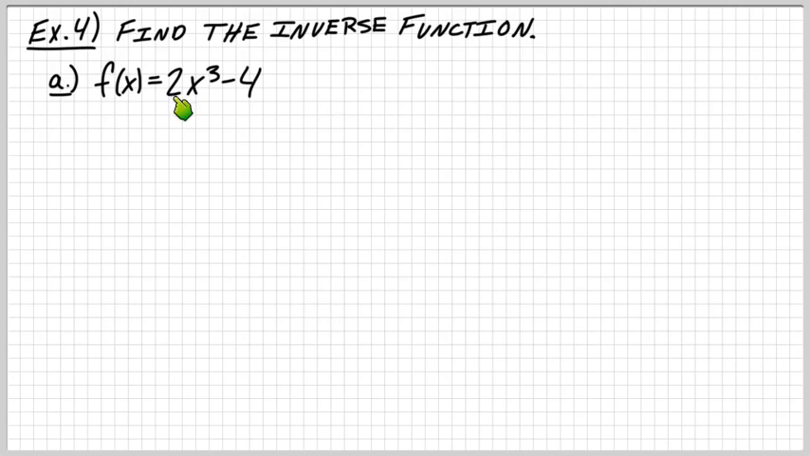So essentially we're going to undo all these operations, and we're going to do it algebraically like we've done 2 times already. So first thing, let's replace that f of x with a y. Then pull the old switcheroo, as I like to call it. Switch those x and y's.